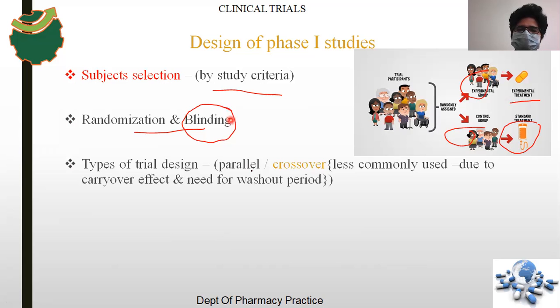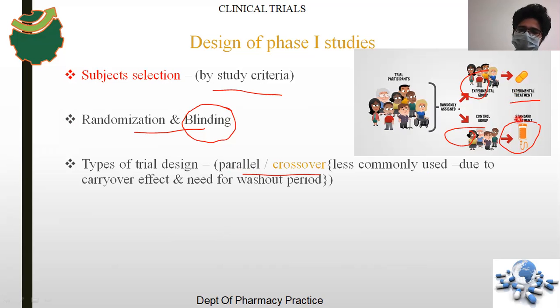Next, types of trial design. Trial designs may be parallel or crossover. Parallel means one group will receive only the experimental treatment and one group only the standard treatment. Crossover means that after some days, the control group will receive the experimental drug and the test group will receive the placebo, right?